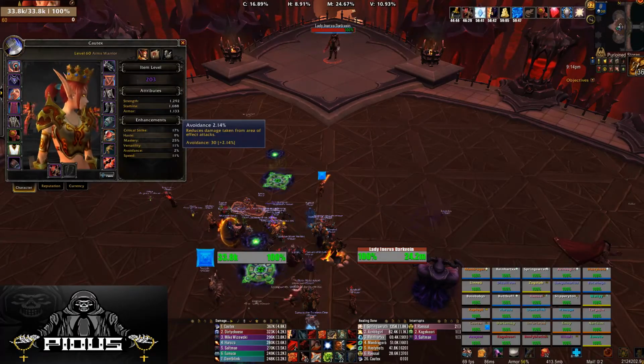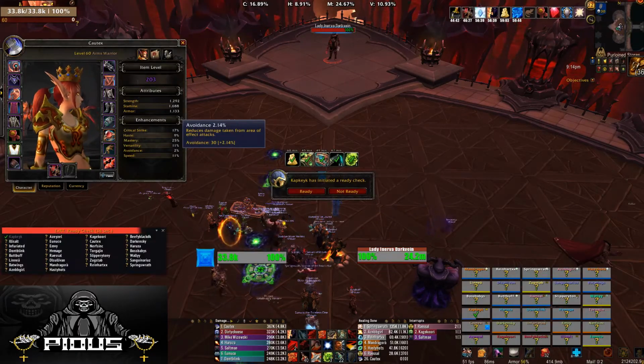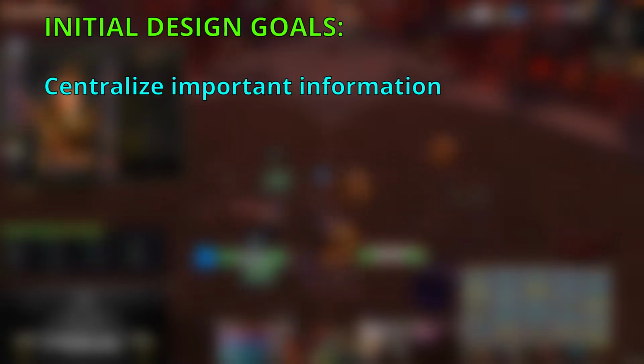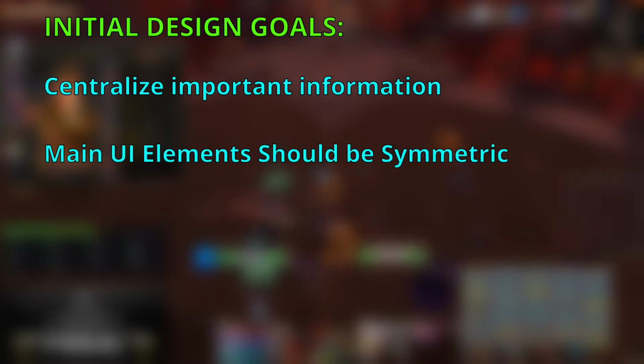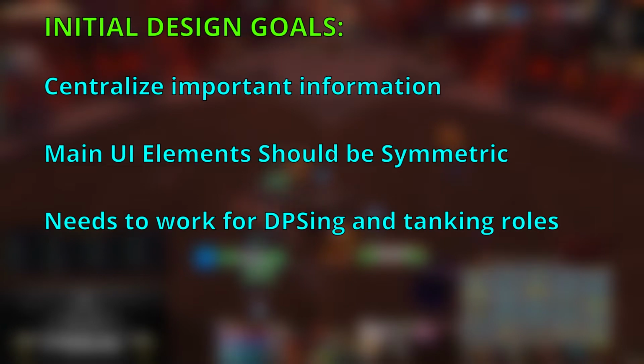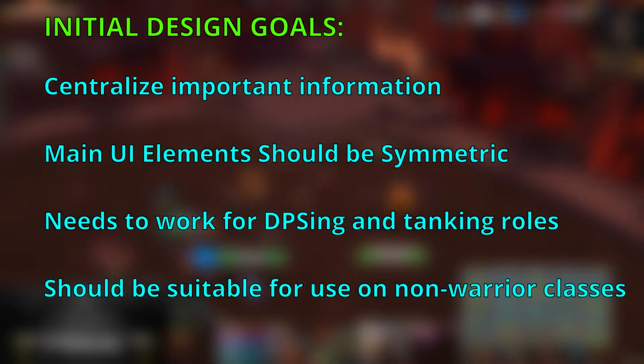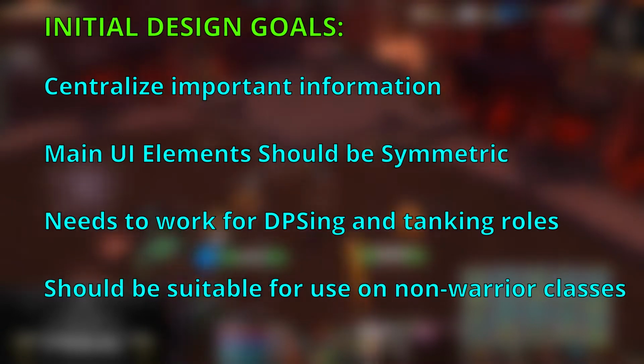So with that out of the way, let's start talking about my UI and the design philosophy and design decisions that I made when I was building it. When I was creating this UI, I had a few initial ideas of what I wanted it to look like. I knew that I wanted to centralize the most important information as much as possible. I knew that I wanted to maintain symmetry as much as reasonably possible. I also wanted it to be something that would work well for DPSing, but also needed to be not awful if I decided to tank. Finally, while it was primarily built for my warrior, I also wanted it to be suitable for my alts if I didn't feel like making a unique UI for that character.